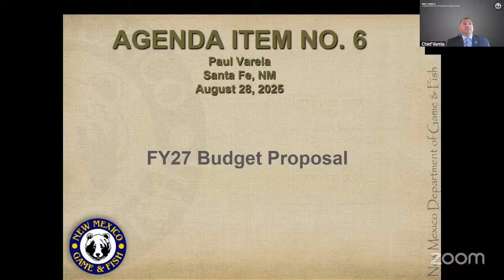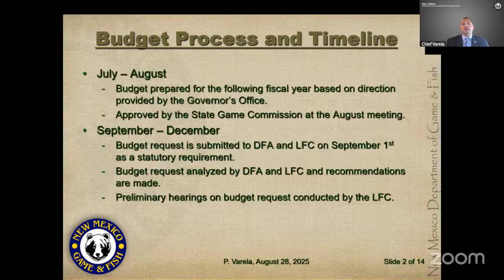Agenda item number 6, the department is seeking fiscal 27 budget proposal approval. I'd like to start by discussing the budget process and timeline. During July and August, the department prepares the budget for the following fiscal year based on direction provided by the governor's office. This year, the governor's office directed most agencies to maintain a flat budget. However, because we are an enterprise agency, we received permission to ask for a 3% increase for inflationary costs.